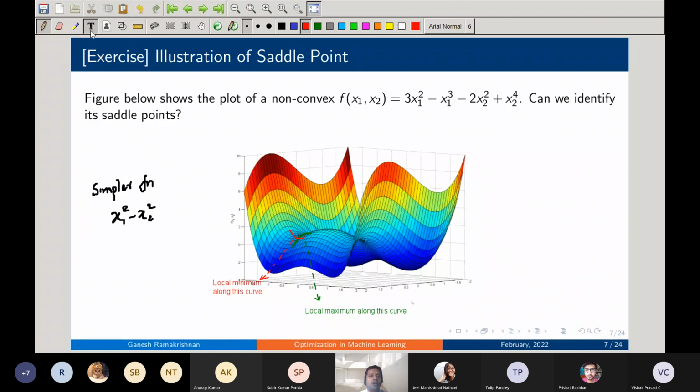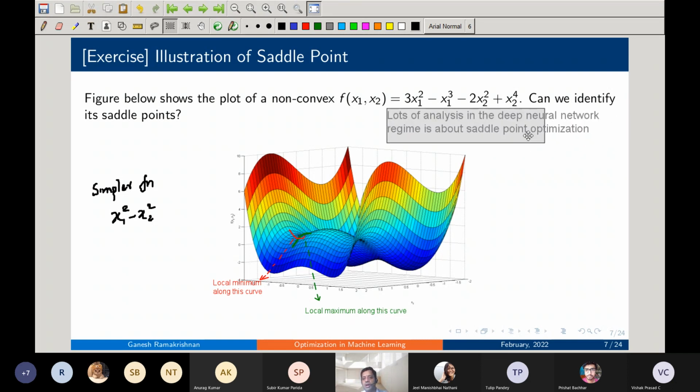So I'll just make a note here that lots of analysis in the deep neural network regime is about saddle point optimization. All I'm trying to say is they're not necessarily bad.